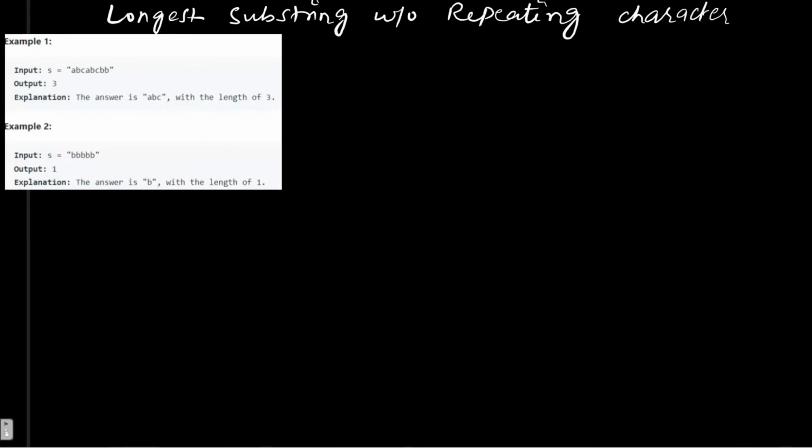So let's write the first test case, that is s equal to abcabcbb, and the output for this string is 3. We can check that there is a substring of length 3 that does not have any repeating character. Again, there is a substring of length 3 that does not have any repeating character. Same again. We'll move forward and we'll check that there is a substring of length 2 that does not have any repeating character, and there is a substring of length 1 that does not have any repeating character.